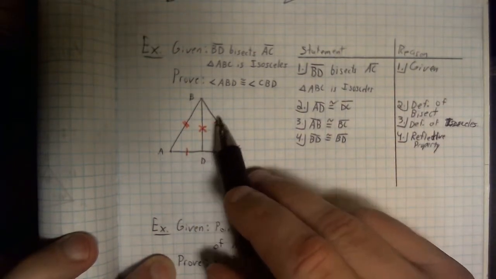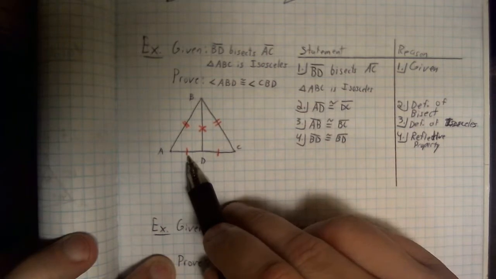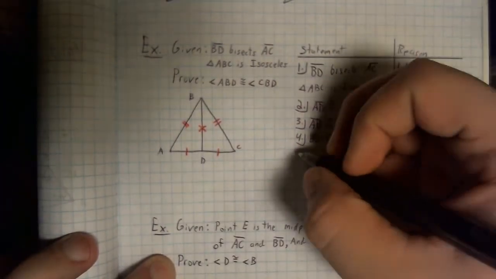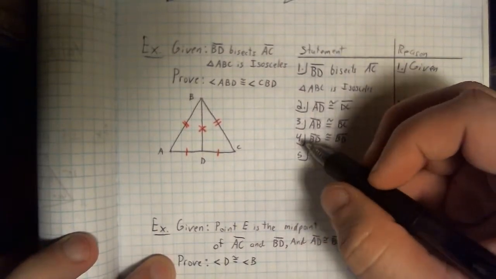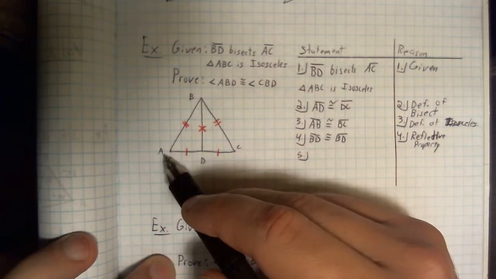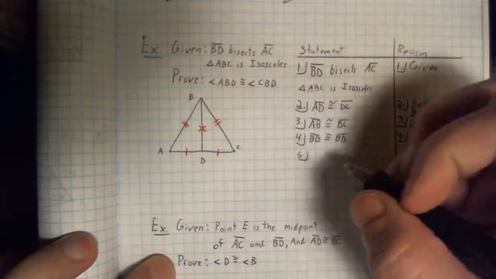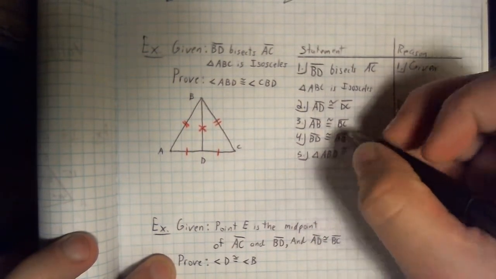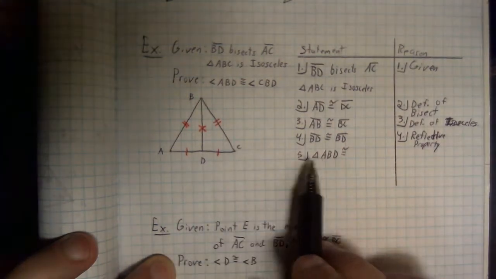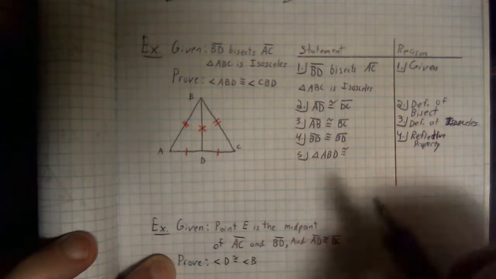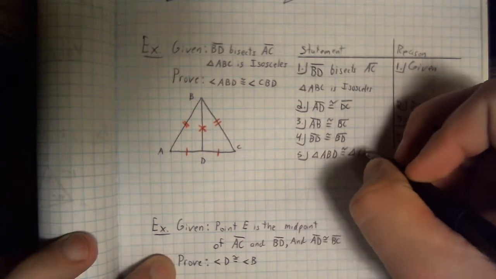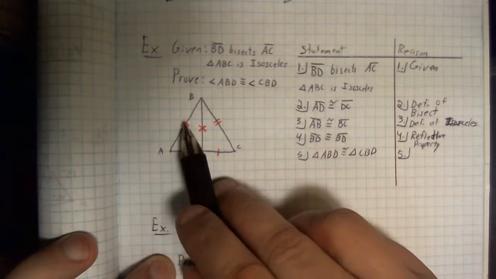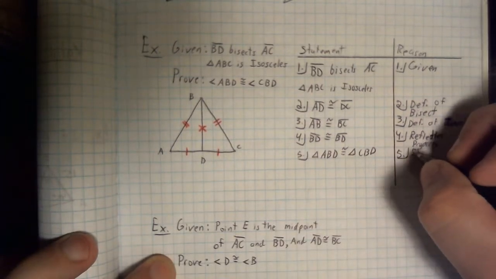Now I have side, side, side, right? I have a side congruent, I have two sides congruent, I have three sides congruent on both triangles. So I can now state with a valid statement triangle ABD is going to be congruent to triangle CBD. And we used side, side, side congruency.